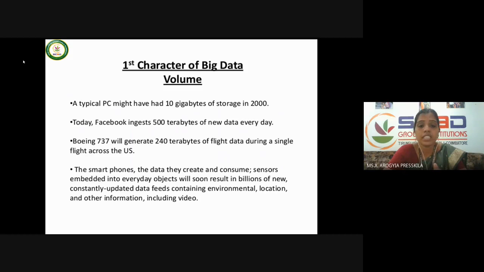Sensors also create new data every day that can be transmitted. Sensors can share data containing environmental locations and so much other information, including videos and audios. Whenever you want to share data from one place to another, the data is stored in one location and then transferred to another location. So this is considered the volume of big data.